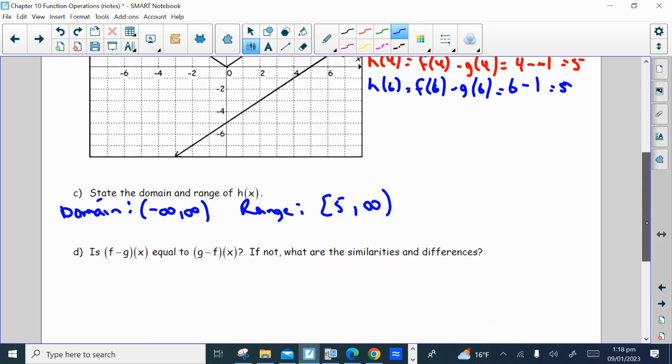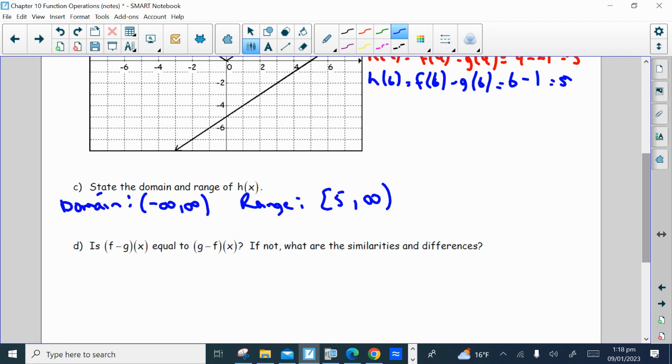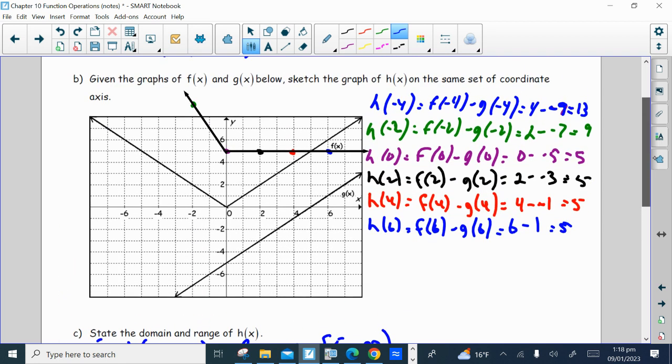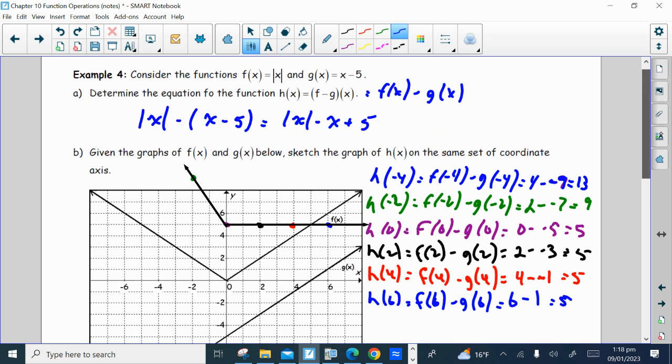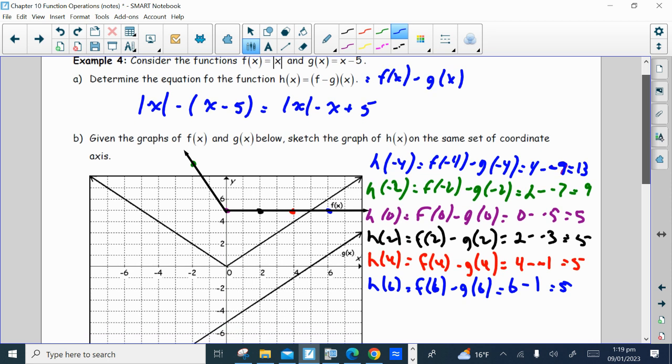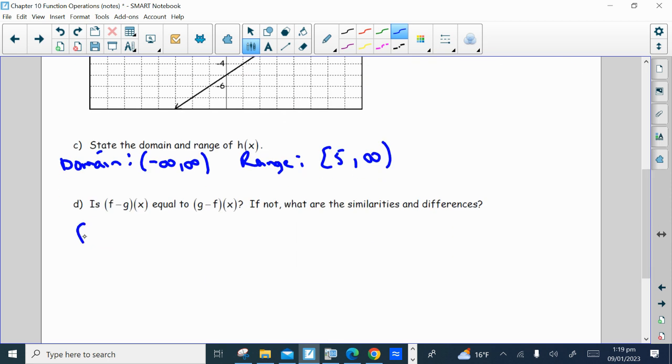Okay? Now, part D says, is f take away g at x equal to g take away f at x? And then if not, what are similarities and differences? Well, we already know what f take away g is. We did that one already. That is the absolute value of x, take away x, plus 5.